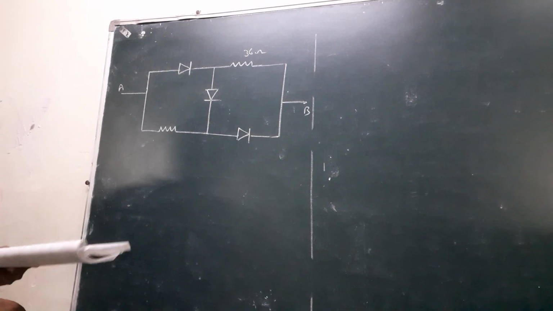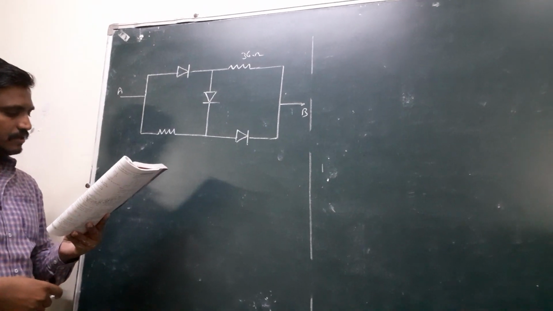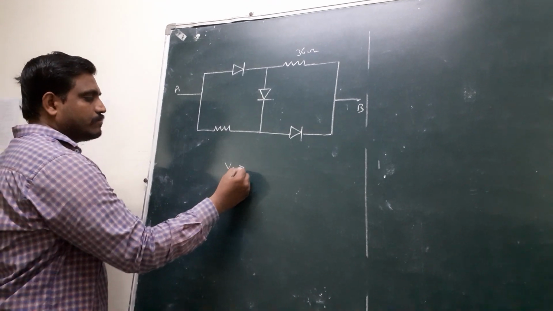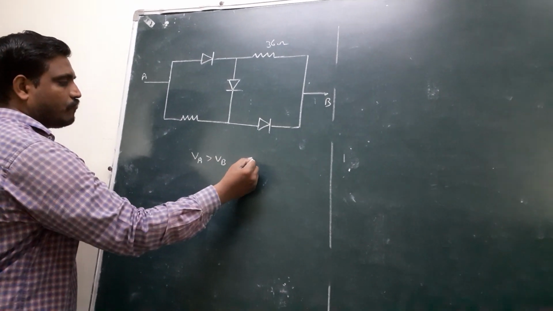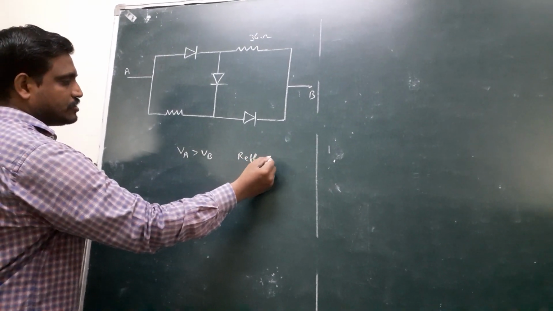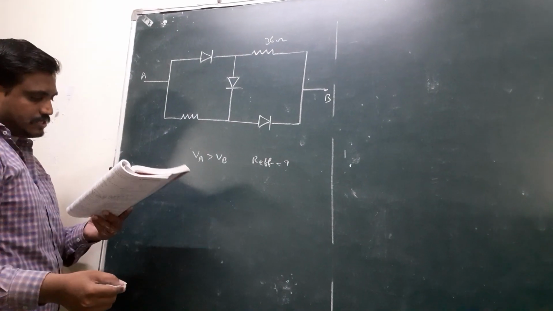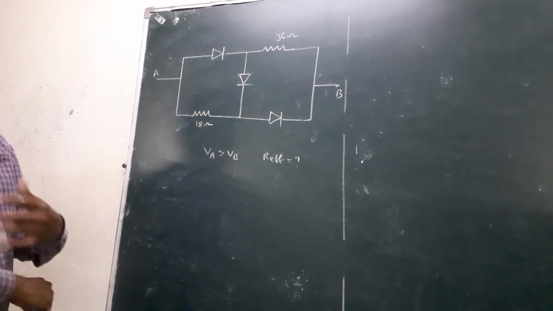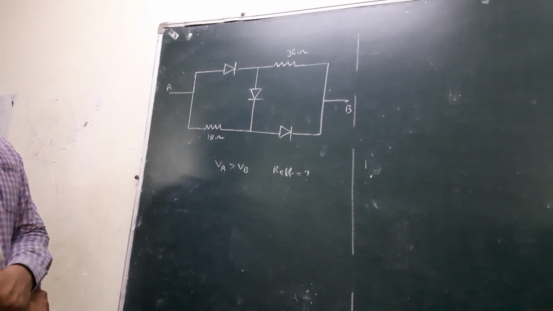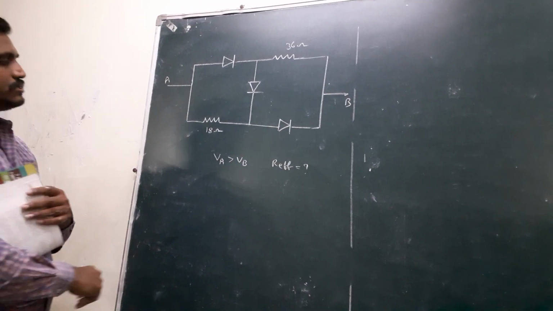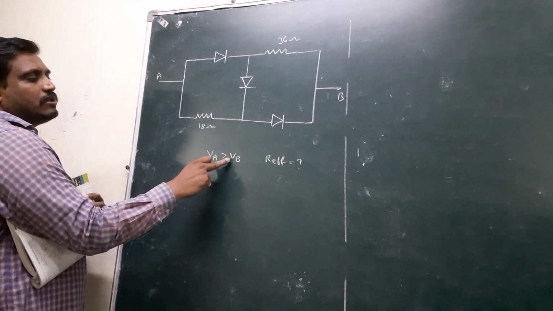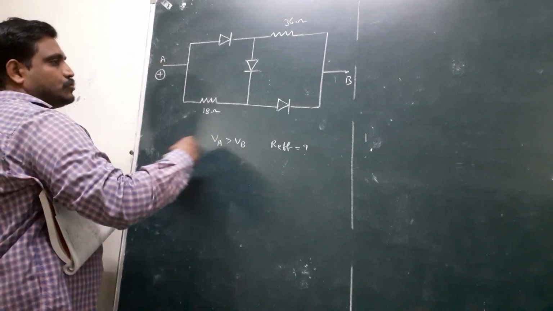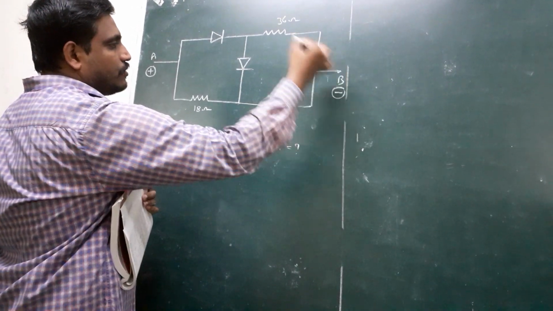Look here now. This is the diagram. Here the question is VA greater than VB. Find the effective resistance. Here VA greater than VB means A is at higher potential, B at lower potential. That means A is connected to positive, B is connected to negative.